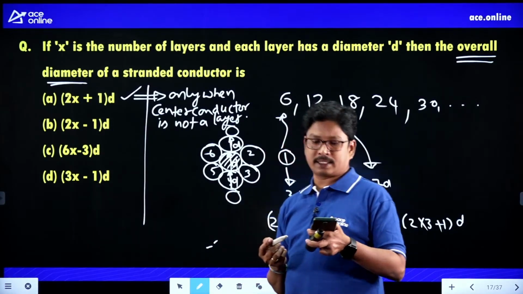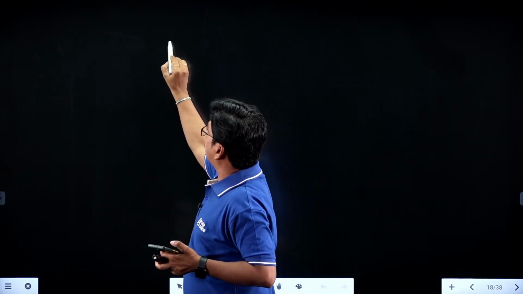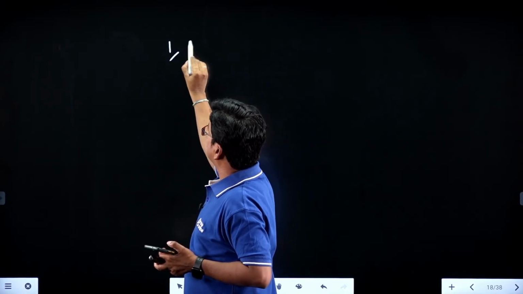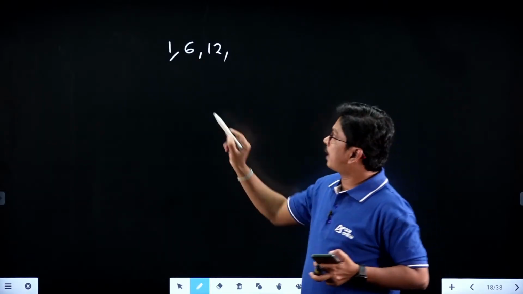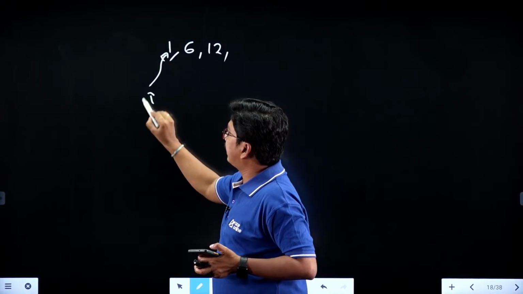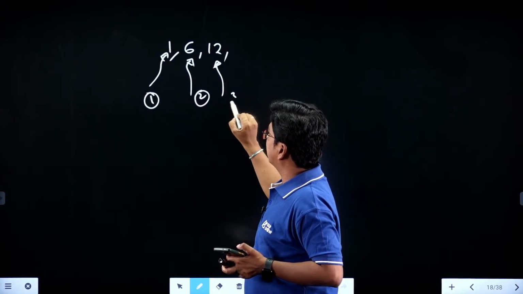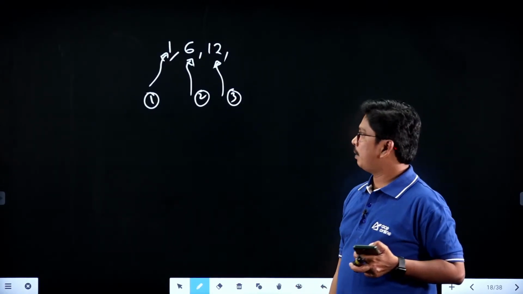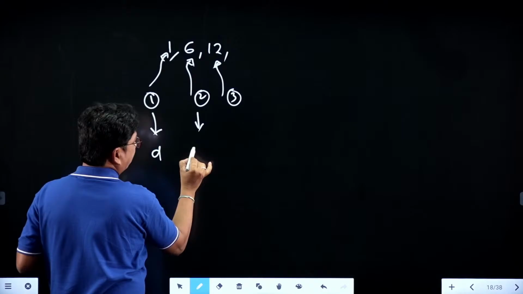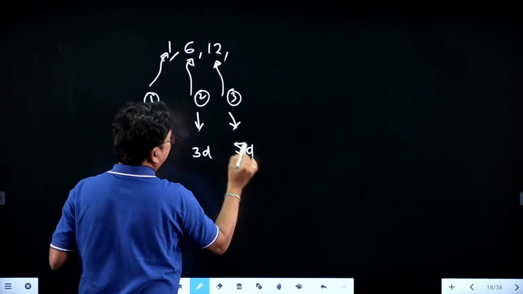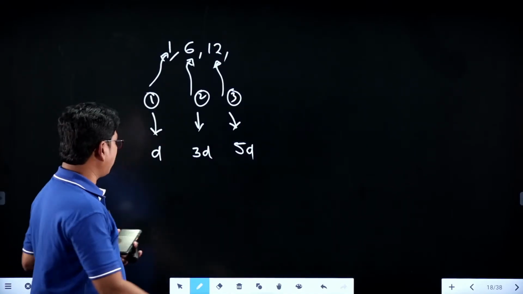Suppose you are considering the center conductor as a layer, then what happens? In the first layer it should be 1, in the second layer it should be 6, in the third layer it should be 12, like that we are having. Suppose you consider the center as layer 1, then this is layer 2 and this is layer 3. Then tell me, what is the first conductor diameter? It is d, then it will be 3d, then it will be 5d, like that. Then what is the formula we can write here? We have to write here?